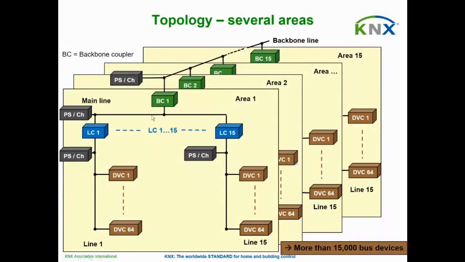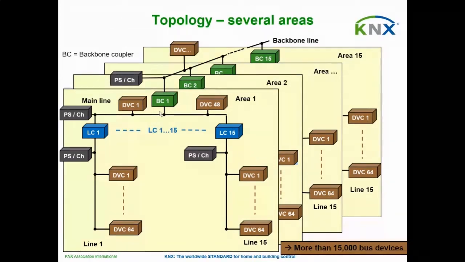The line coupler and the backbone coupler are the same device. The only difference between them is their address. And we'll see this in a minute. We also have the possibility, of course, to put devices onto the main line and onto the backbone line. Don't forget this. This is important as well. We can add these devices in wherever we need to add them.